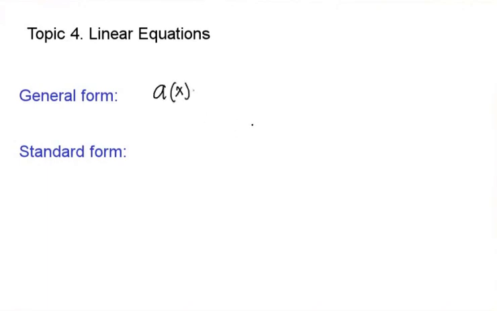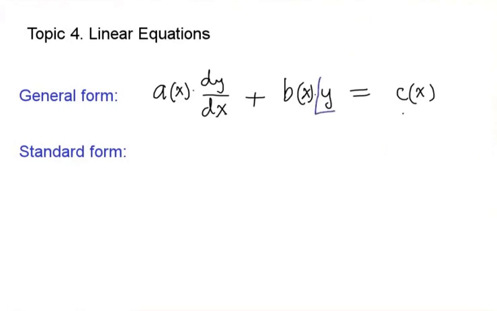a(x) times dy/dx plus b(x) times y equal to c(x). So notice that in a linear equation, we only have y here, and then the first derivative dy/dx. These are the two places where y and its derivative appear. We don't have any other terms in y or derivative of y.